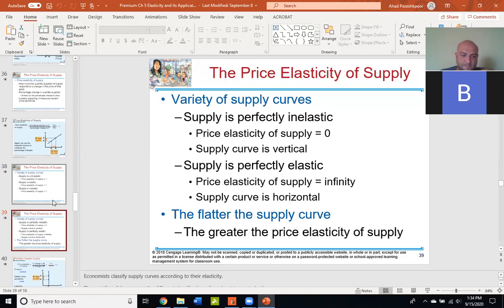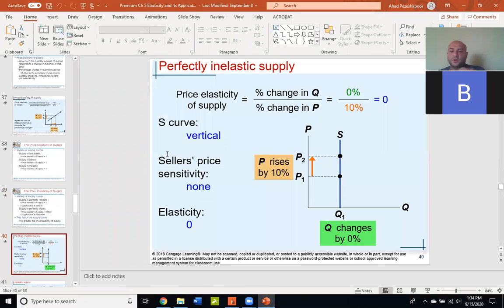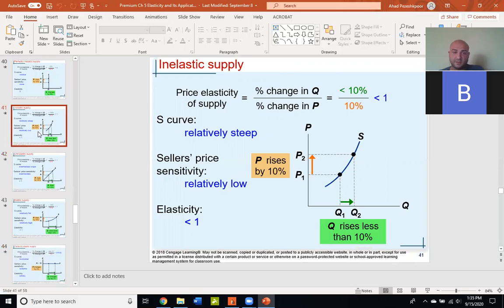make a point. The point is, if you look at the supply curve, the more vertical the supply curve is, the more inelastic it is. A supply curve that's like this, it's almost vertical, therefore it's inelastic. Because this supply curve is perfectly inelastic, it's completely vertical. For example, this one, this is inelastic because it's almost vertical.